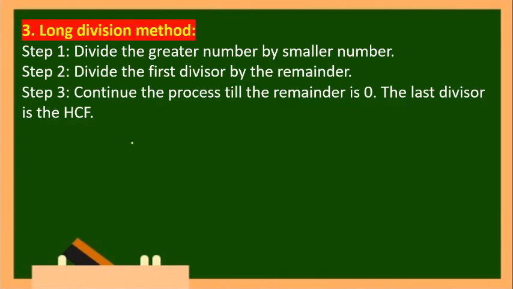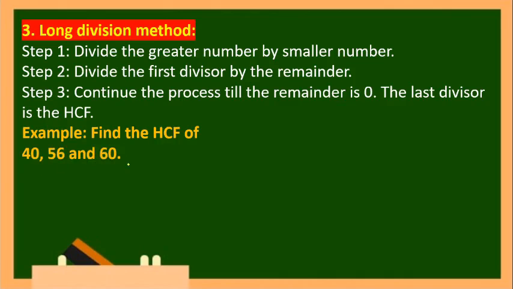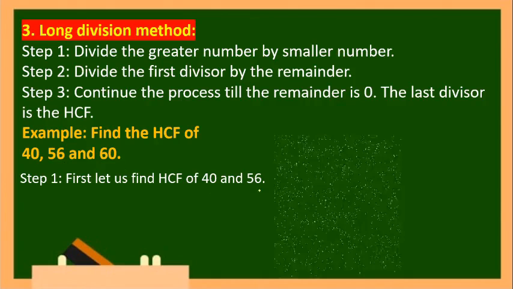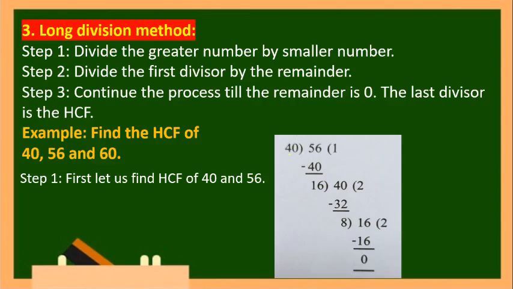So let us understand by an example. Find the HCF of 40, 56 and 60. So what is step 1? First let us find HCF of 40 and 56. You can choose any two numbers, 40, 56 or 40, 60, that way. See here. We should divide 56 by 40. How many times? 40 ones are 40. Now we got remainder 16. What do we need to do now? With the remainder, we should divide the first divisor. What is the first divisor? 40. So with 16, we should divide 40. 16 2 times is 32. Again we got a remainder, 8.